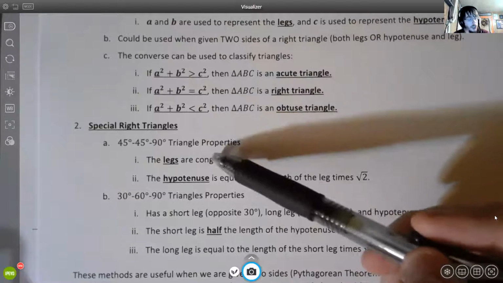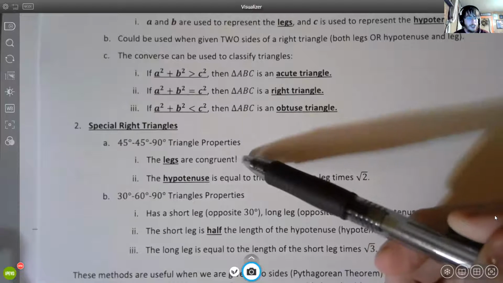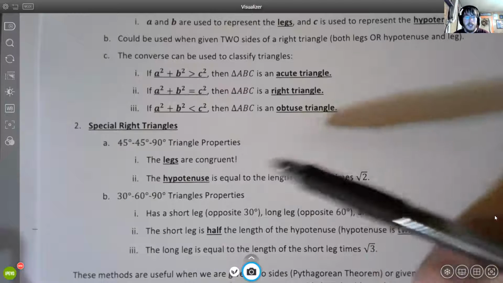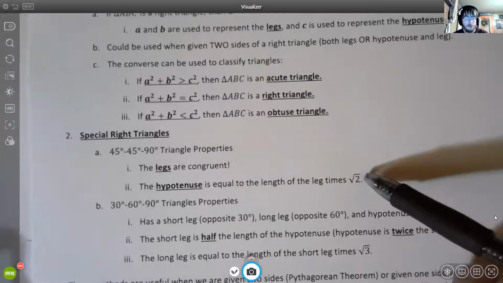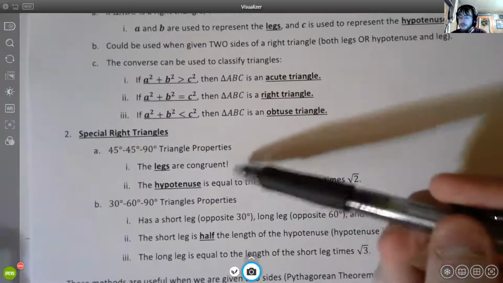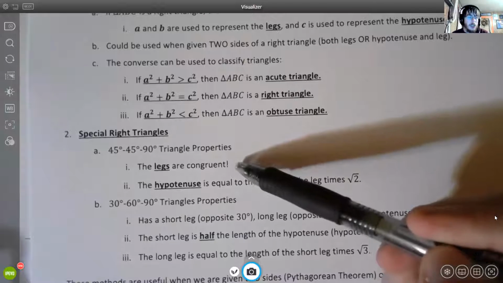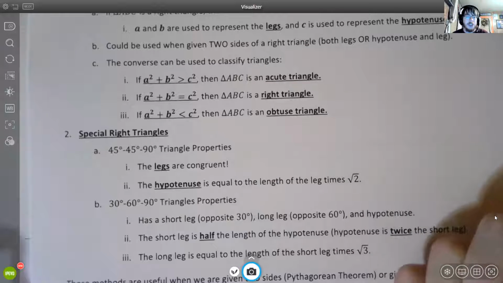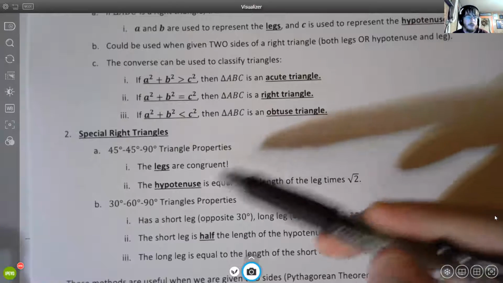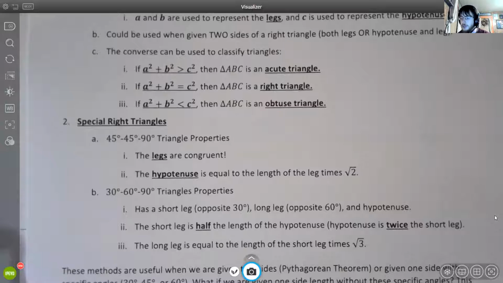So your triangle properties for 45-45-90 triangles: the legs are congruent and the hypotenuse is equal to the length of the leg times root 2. Now, if you're given a leg already, like we've said in other videos, you already know what your other leg is, so all you have to do is take your two legs and use them in the Pythagorean theorem to find your hypotenuse. But this is a shortcut method to find those lengths if you want to.